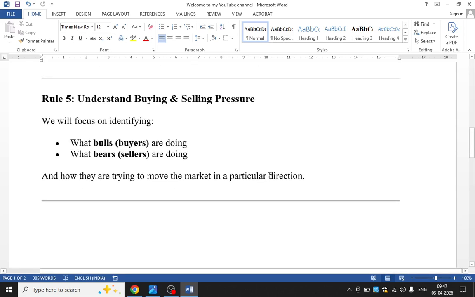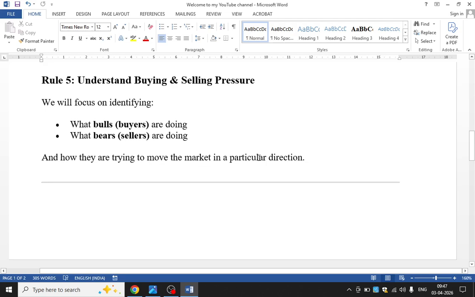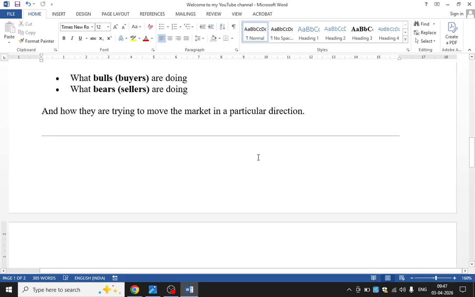Most of the transactions are done by the institutions and the FIIs and all other such participants. So we have to keep this in mind, and we have to keep on analyzing what the institutions are trying to do.